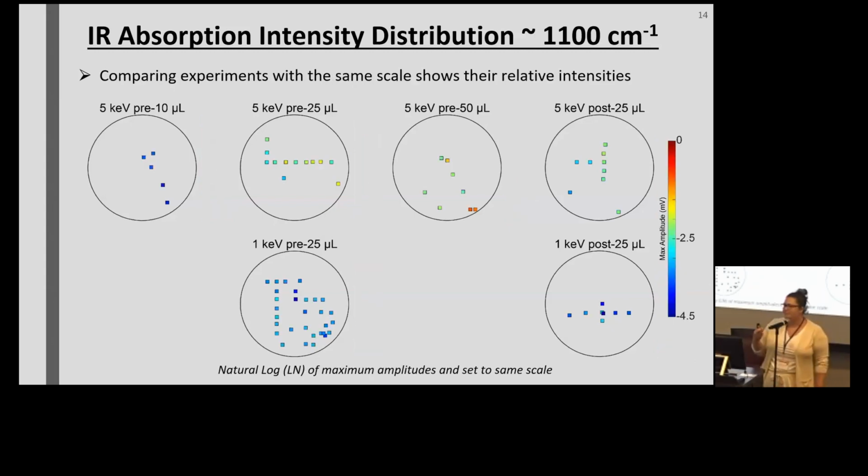But I wanted to be able to put these into context of each other. So for these maximum peaks, we took the natural log and set them all to the same scale. This way you're able to still see the heterogeneity in each experiment, but it really highlights that we're getting a lot more signal from the 5 keV experiments compared to the 1 keV.